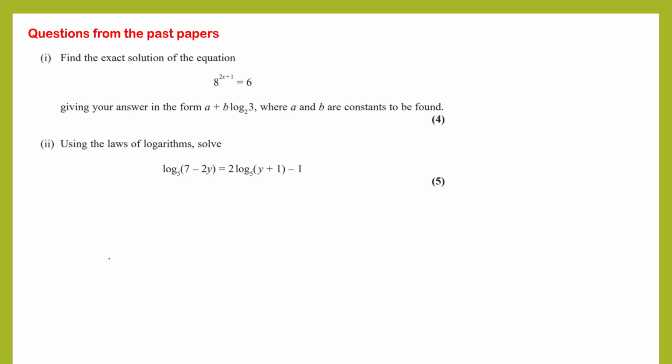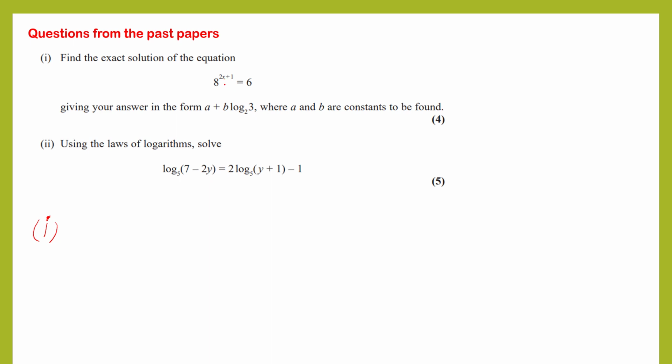The first question, we have the questions here from the past papers. Find the exact solution of the equation 8 to the power of 2x plus 1 equals 6, giving your answer in the form a plus b log 3 to the base 2, where a and b are constants to be found. Then, using the laws of logarithms, solve the following equation. So let's do the first one. For part i, how do we do it?